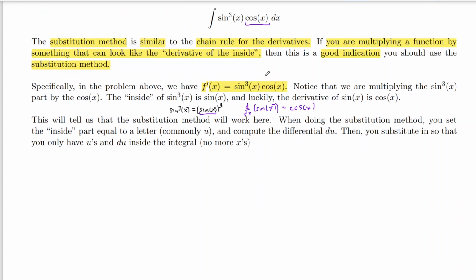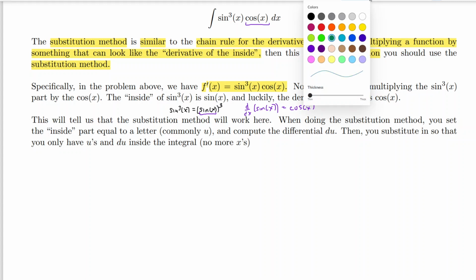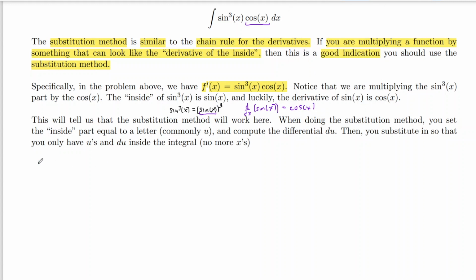Right. Now I'm going to leave this in view and just sort of go through the process, and we can read along together here of what you do with the substitution method. What you do is you identify the inside. So these are really going to be the steps for the substitution method.